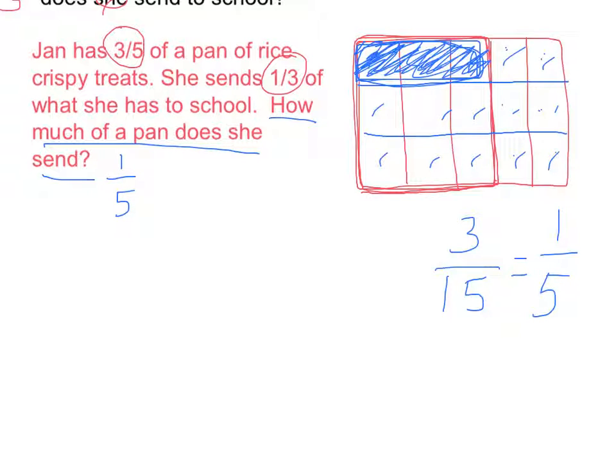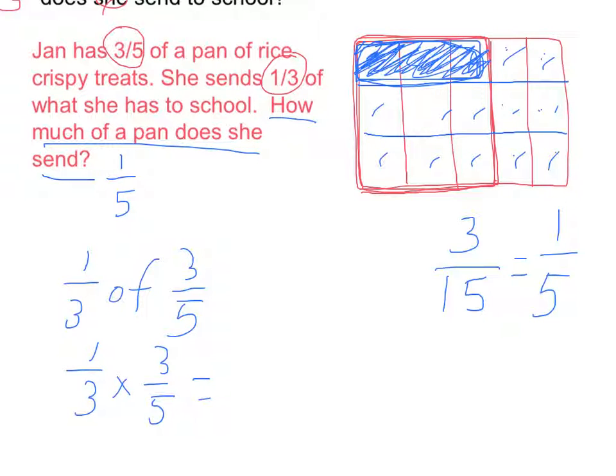If I wanted to do this with math, I would simply say she sent 1/3 of her 3/5. 1/3 of 3/5. That's 1/3 times 3/5. And fraction multiplication is so easy. I just multiply across. 1 times 3 is 3. 3 times 5 is 15. 3/15, which I will reduce to 1/5. 1/5 of this pan is how much she sent.